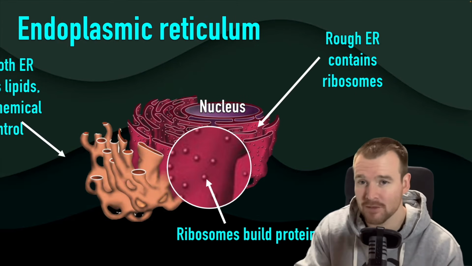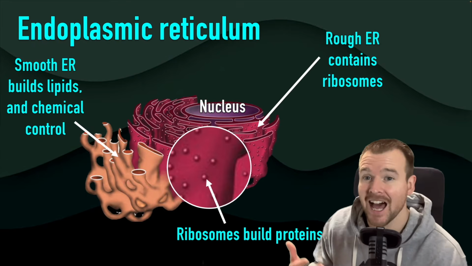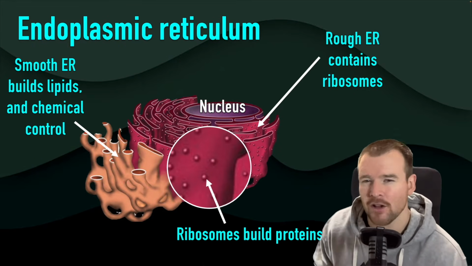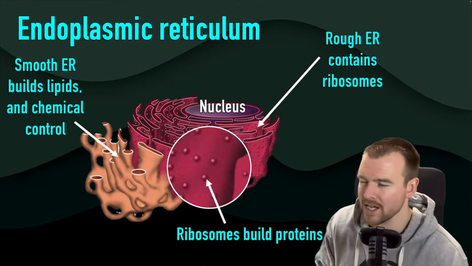The smooth endoplasmic reticulum is similar, but it's just going to build other things. It's going to build lipids, and it also is in a bit of chemical control with waste and stuff like that.